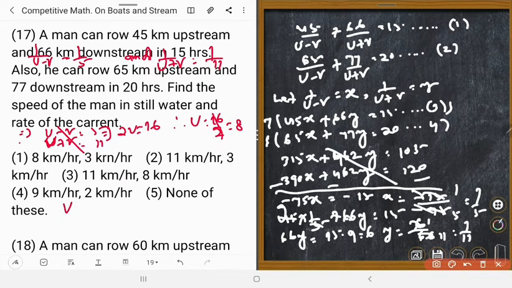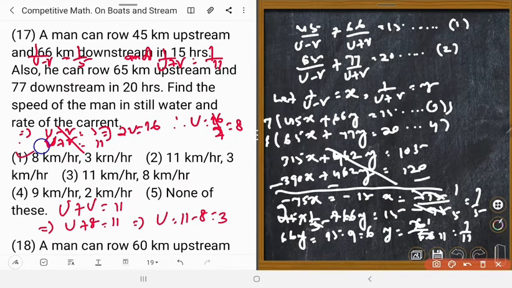Similarly, u plus v is equal to 11. Implies that 8 plus v is equal to 11, so v is equal to 11 minus 8 is equal to 3. So, 8 kilometers per hour and 3 kilometers per hour, which is the correct answer? Tell me. Number 1. Number 1 is the correct answer. Could you understand?